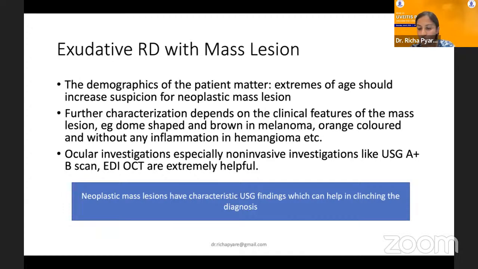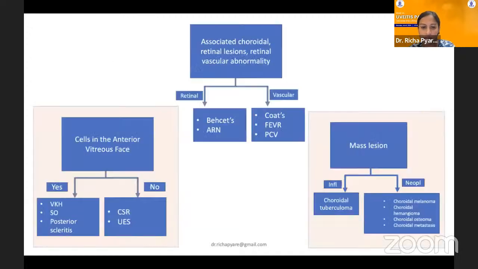For example, is it dome-shaped? Is it brown like in melanoma? Is it orange-colored and without any inflammation, as in hemangiomas? Ocular investigations, especially non-invasive investigations like ultrasound and EDI OCT, are extremely helpful. So neoplastic mass lesions usually have a characteristic ultrasound finding which can help in clinching the diagnosis.